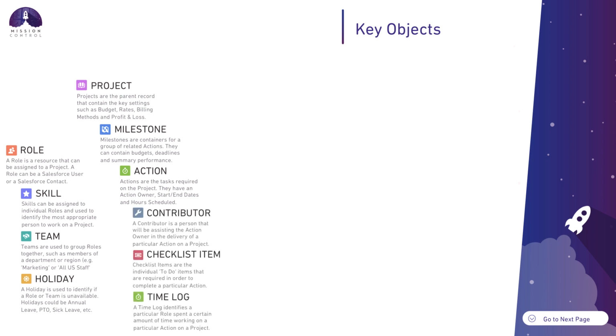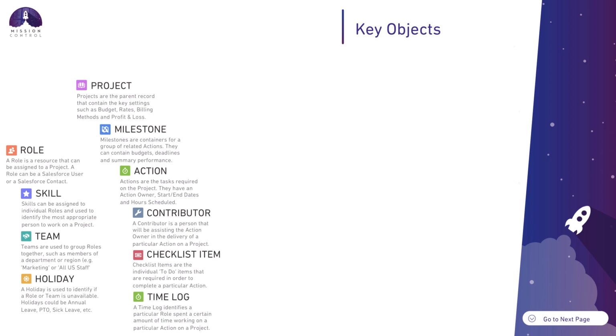Underneath the action, you can have what we call contributors. Contributors are additional people that can be added to support the action owner in delivering that piece of work. The checklist items are a set of subtasks that sit underneath the action simply to compile a to-do list of the things that you need to tick off.